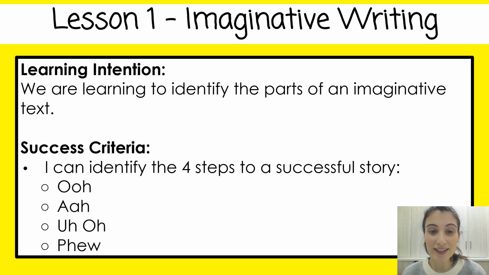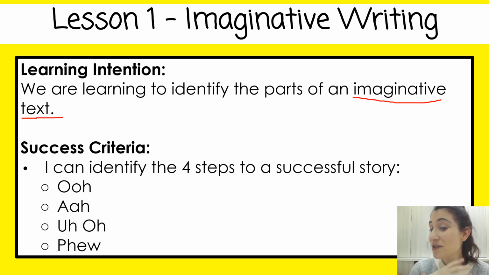Let's have a look at our learning intention and success criteria before we begin. Our learning intention says, we are learning to identify the parts of an imaginative text. An imaginative text is different to an informative text. If you remember last term, our informative texts were based on facts, things that were true. But now we are looking at imaginative text, which means we're focusing on things that might not be true and might come from someone's or your imagination.